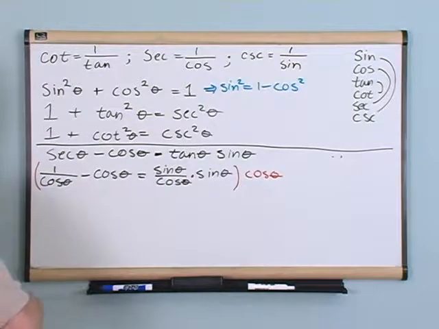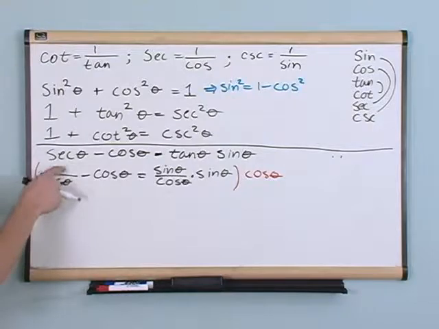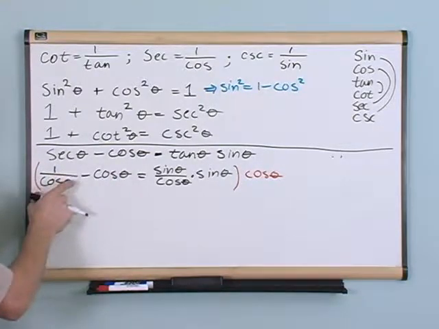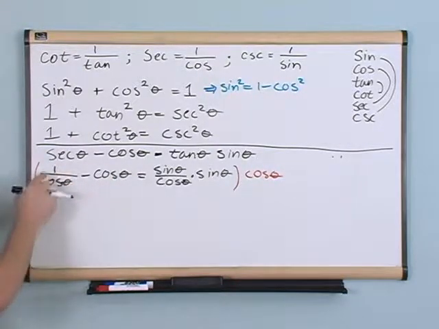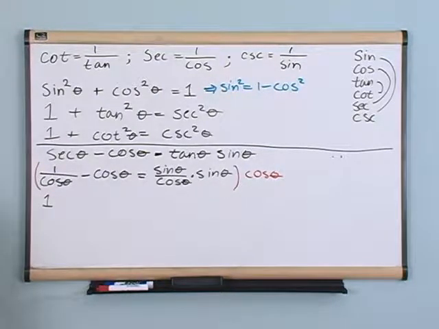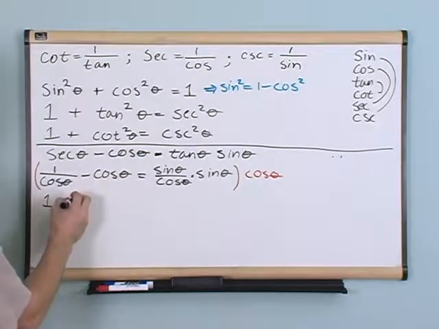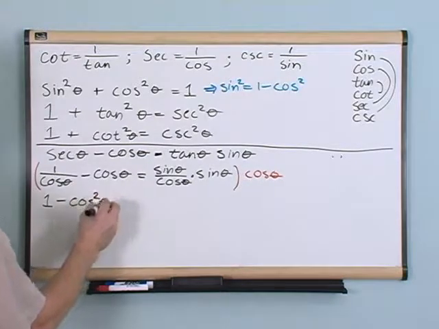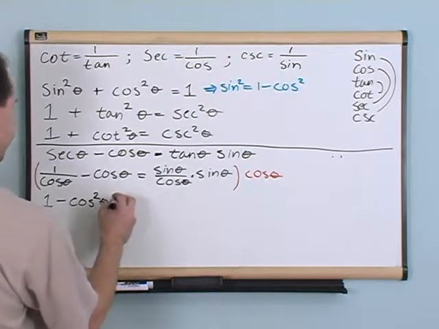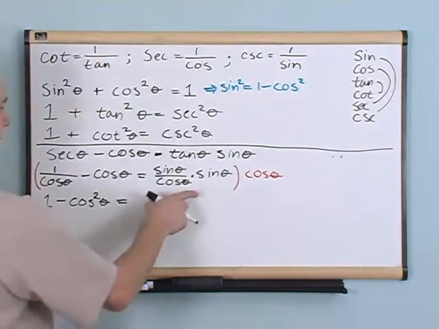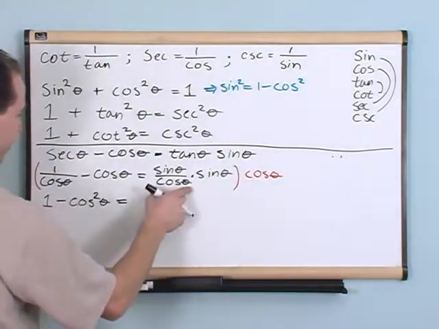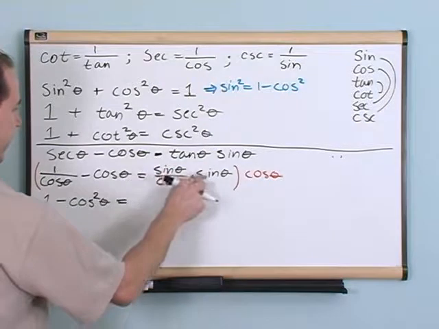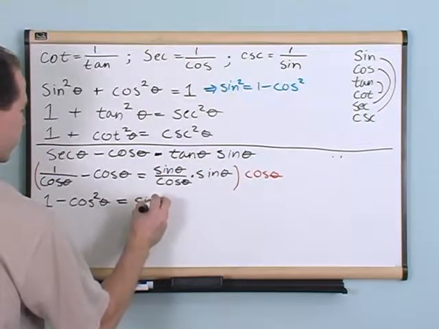Remember, I can do anything I want to both sides of an equation. No problem. So cosine theta times the left-hand side. Cosine theta times this term here is just going to be 1, because cosine theta over cosine theta is 1, minus cosine theta times cosine theta is cosine squared theta, okay? And then on the right-hand side, multiplying through by cosine theta, the only thing that's going to happen is this cosine is going to cancel with this cosine, and I'm going to be left with sine times sine, which is just sine squared theta, okay?